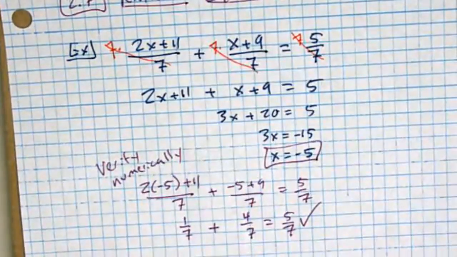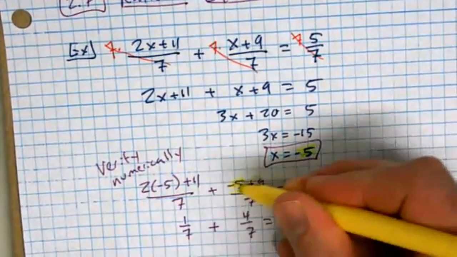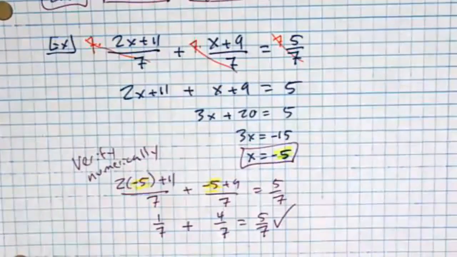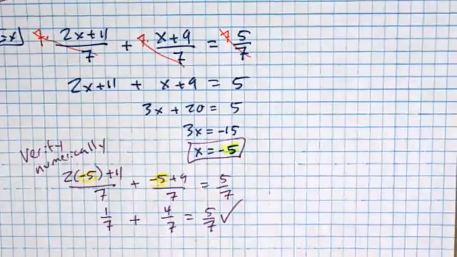And when we did that, we just took our original equation and took that -5 and popped it back in here for x. Back in Algebra 1, we would have said check your answer using substitution. Let me show you another way that you can verify. It could be a little bit quicker.